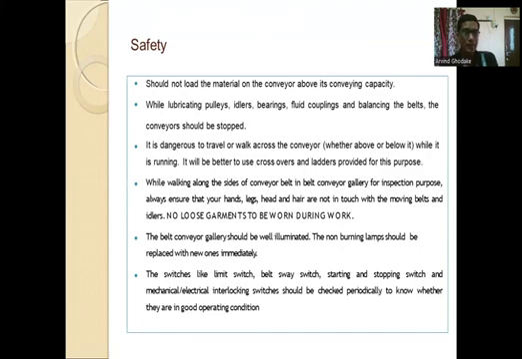The belt conveyor gallery should be well illuminated. The non-burning lamps should be replaced with new ones immediately. The switches like limit switch, belt sway switch, starting and stopping switch, and mechanical and electrical interlocking switches should be checked periodically to know whether they are in good operating condition or not.